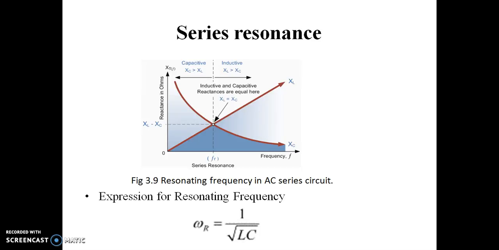At this point, even though the resistance, inductance and capacitance are connected in series, the circuit will show the properties of only a resistance. At this point, XL is equal to XC. This is called resonance. The expression of resonating frequency is given by omega R is equal to 1 by root over LC, where L is the inductance of the circuit and C is the capacitance present in the circuit.